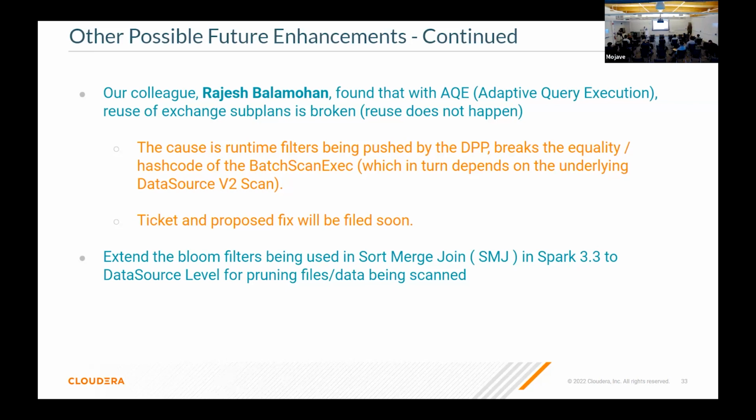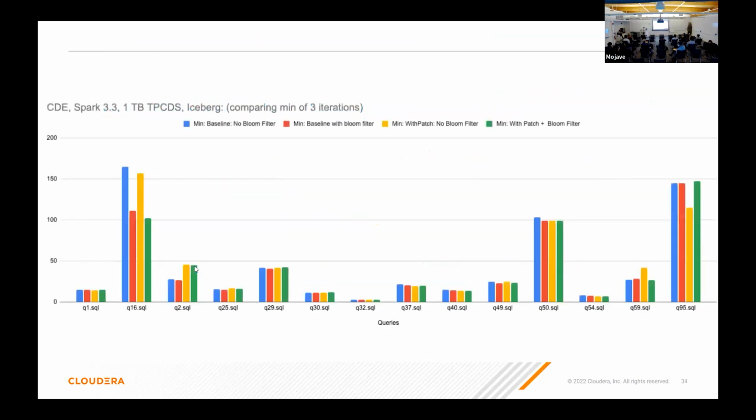The other is this new suggestion, again from Rajesh, that we can utilize the sort merge join bloom filters to do the data source level pruning of the data files being scanned. That is also one of the things. Now, I wanted to get much more correct numbers, but since our filter was not executing at the row level, I was not seeing that improvement. Here you focus on the blue and the orange.